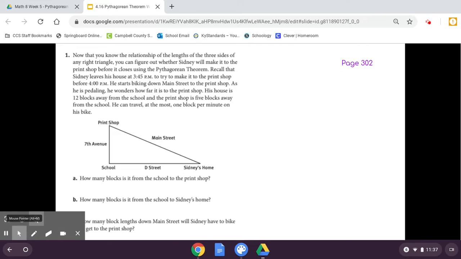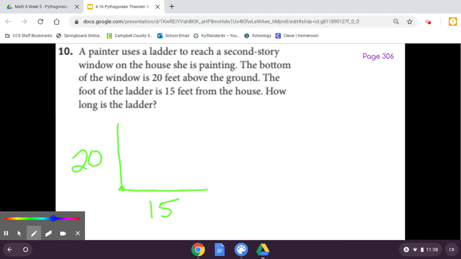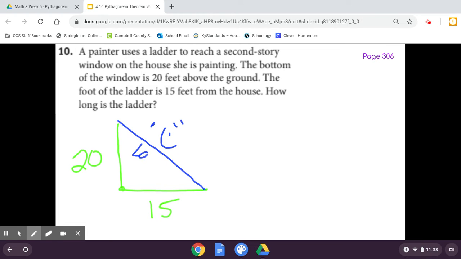All right, so let's go on to another page here. We're going to be drawing a picture as we do this, as it's stated in our success criteria. So we have a window, and to the ground is 20 feet. And then from the bottom to the house is 15 feet. So then we need to find this distance. This is C, also known as our ladder.